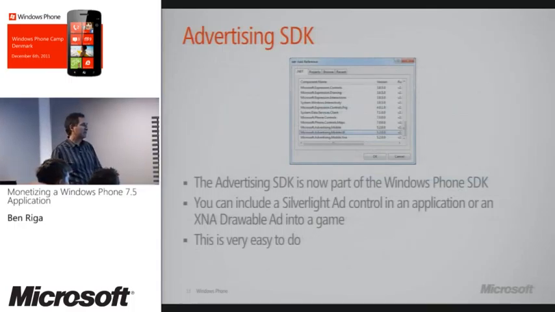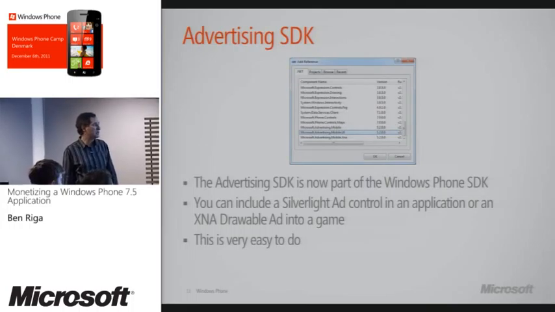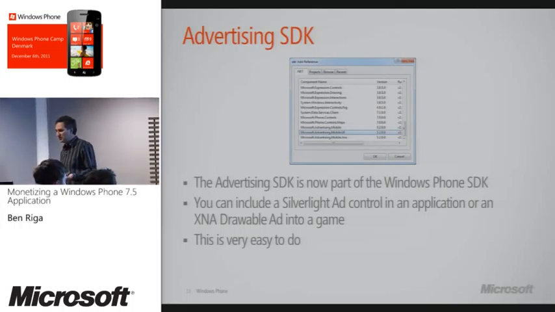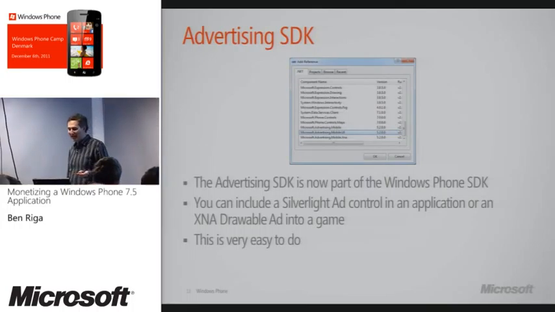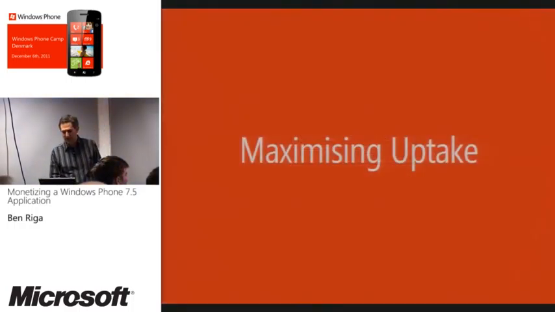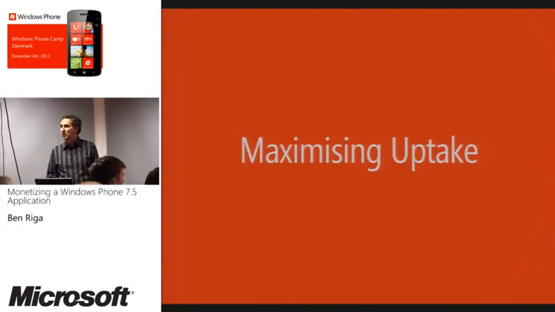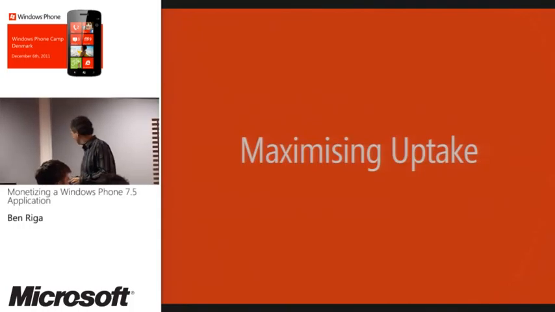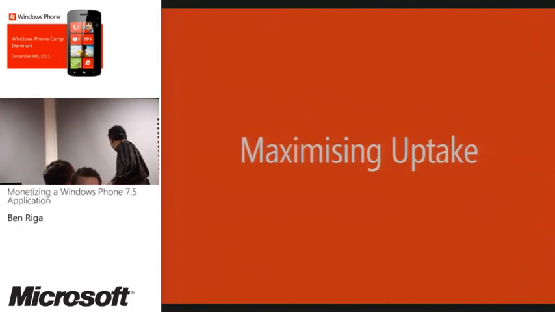I mentioned this already. The advertising SDK is already part of the Windows Phone SDK. There's a Silverlight ad control, and there's also an XNA drawable ad, which you can include in games. Very, very easy to do. There are samples out there that you can take advantage of. Any questions?